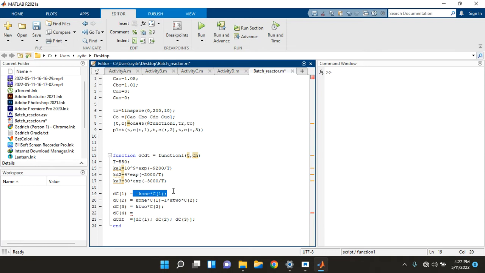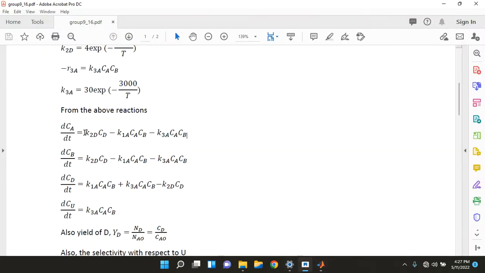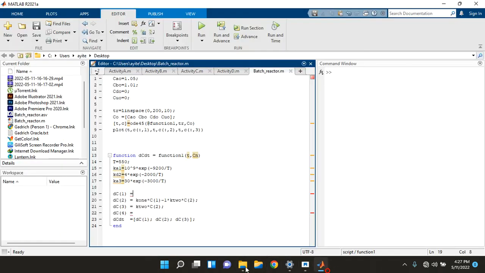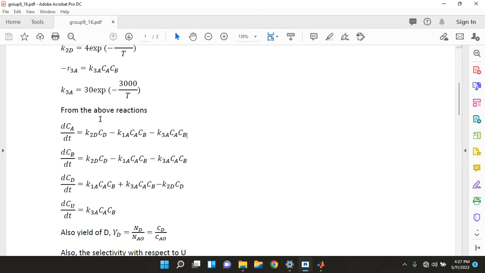So my first differential equation is K2d. I'm going to number my constants. I'll make CA 1, CB 2, CD 3. We don't have U in here, but it will be my last concentration. So CA will be CN1, CB will be CN2, and CD will be CN3.